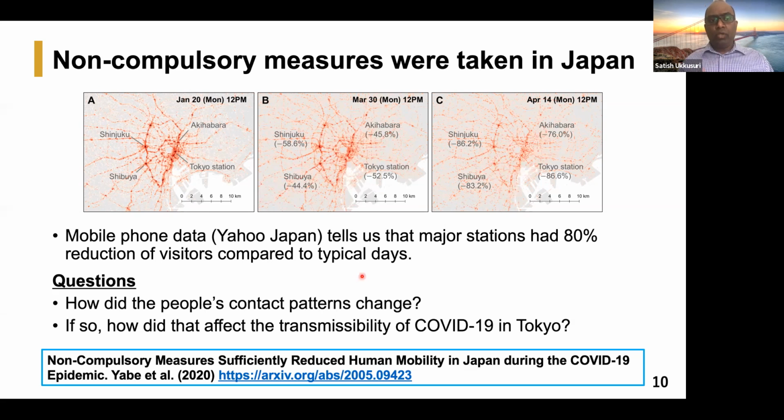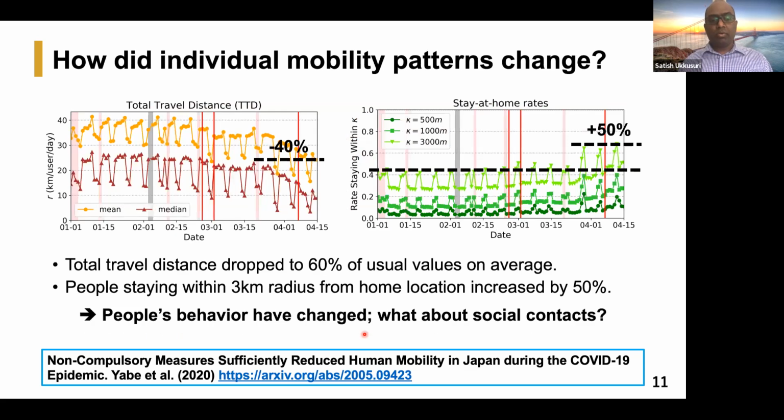So you can see using this data which stations and which facilities people are reducing their travel to, and from which locations people are actually able to reduce their travel. And how did these people's contact patterns change? And if so, how does this relate to the transmissibility of COVID-19 in Tokyo? So that's our next question.